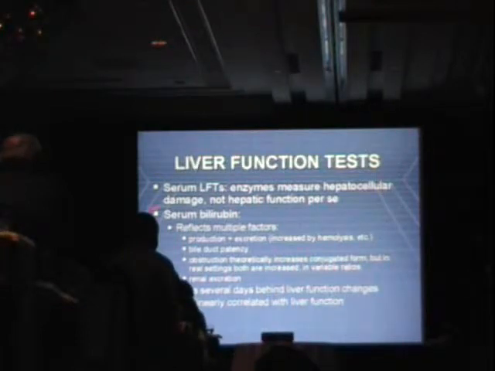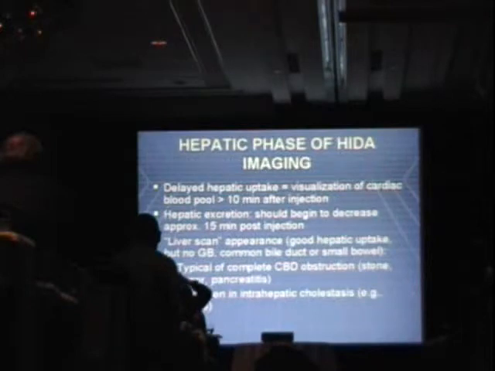Bilirubin does reflect the liver function, but it takes a long time. It lags well behind any changes in the liver, as do other things like cholesterol and clotting times and so on. So we can look at liver function using the same HIDA agent we use for the gallbladder. And if the hepatic uptake is delayed or hepatic excretion is delayed, then we can suspect that there are some problems with the liver.